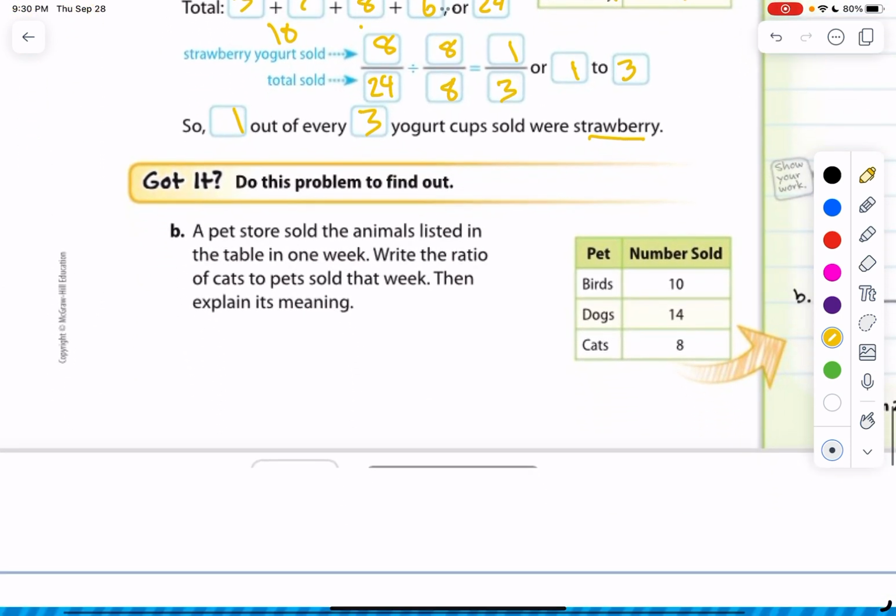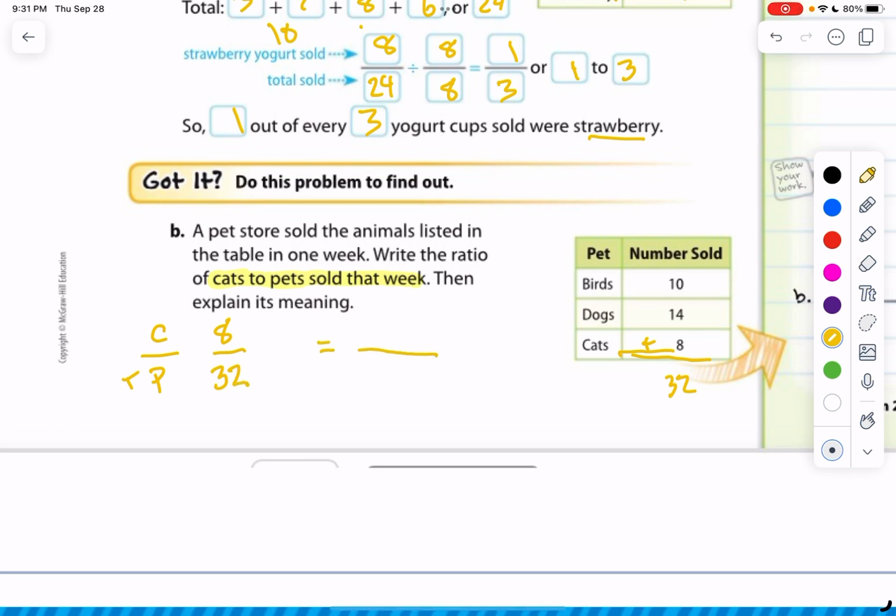Let's try another way. A pet store sold the animals listed in the table in 1 week. Write the ratio of cats to pets sold that week. Okay, so I'm going to set this up here. Cats to total pets sold that week. All right, the number of cats was 8. The number of total pets would be 10 plus 14 plus 8 plus 24, 32. 32 pets sold in all.